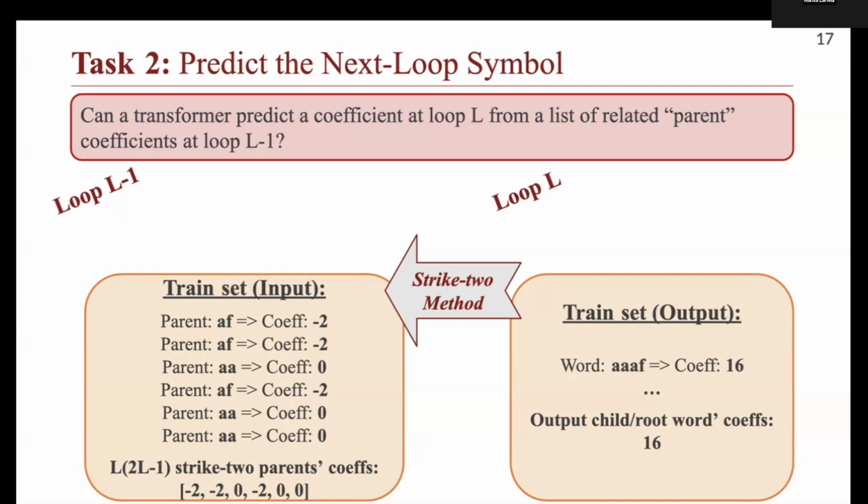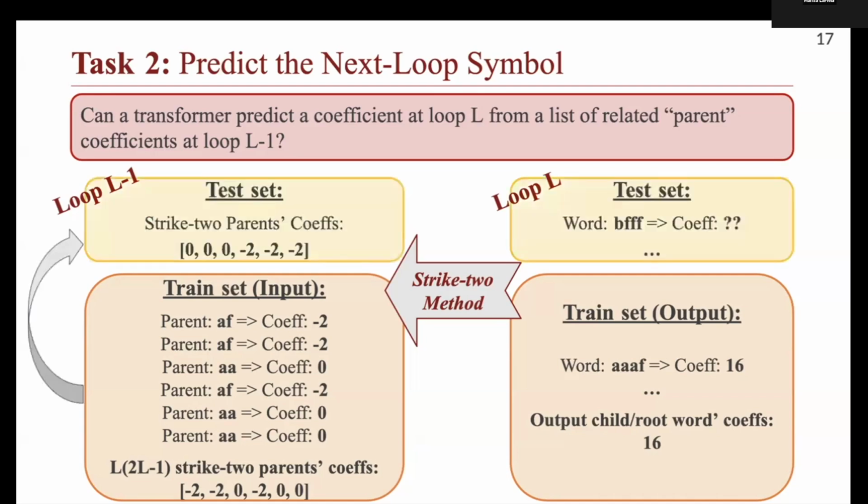The input to your model in this case becomes this list of coefficients, this list of integers, and the output is the actual coefficient of the child word at the higher loop. At test time, you give it a new word such as 2BFFF, and then you do the strike out and obtain all the coefficients for the parents from one loop lower, and then ask the model to predict what the coefficient corresponding to BFFF is.